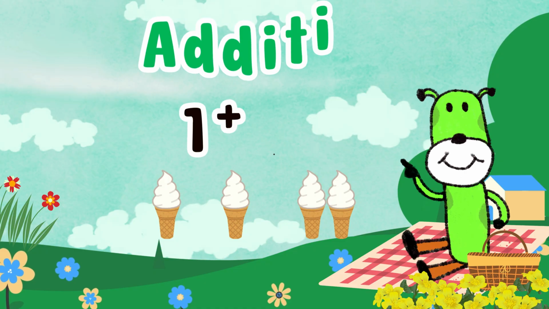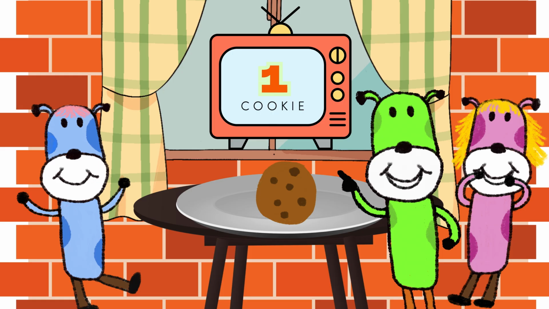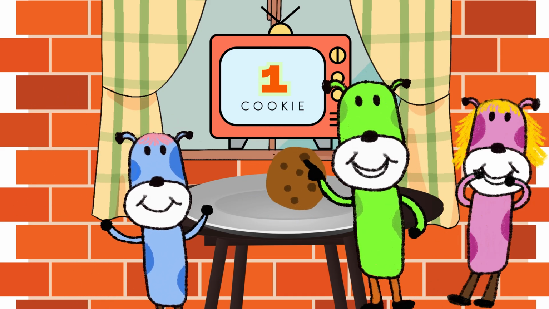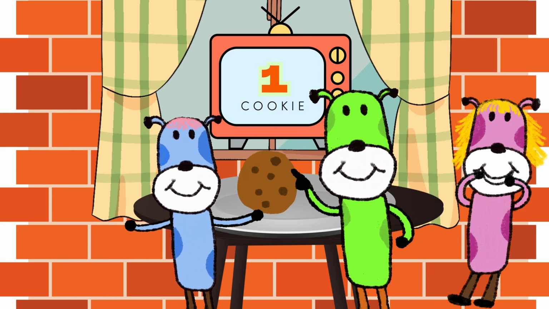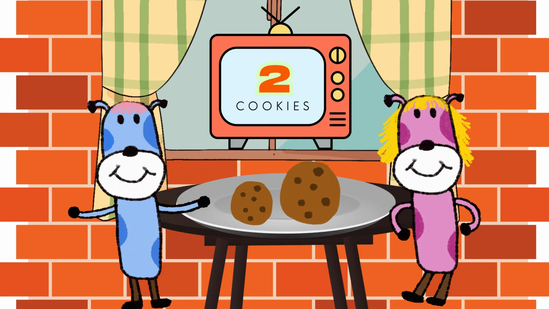Time. Addition. 1 plus 1 equals 2. Hi, kids. How many cookies do we have here? 1 cookie. We have 1 cookie here. Sam adds a cookie on the plate.